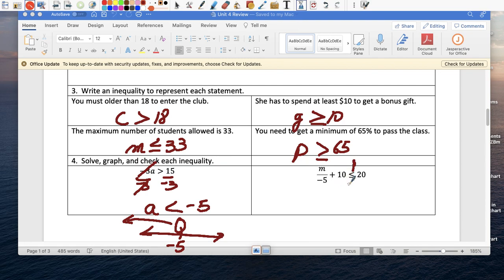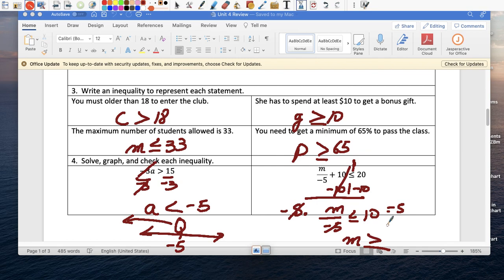What are we doing here? Okay, minus 10 on both sides. That goes away. M over negative 5 less or equal to 10. We're going to multiply again both sides by negative 5. Negative multiplied by negative, divided by negative is a positive. They both simplify to 1, and M stays isolated. So the sign goes the other way, and 10 times negative 5 is negative 50. So your number line is negative 50.